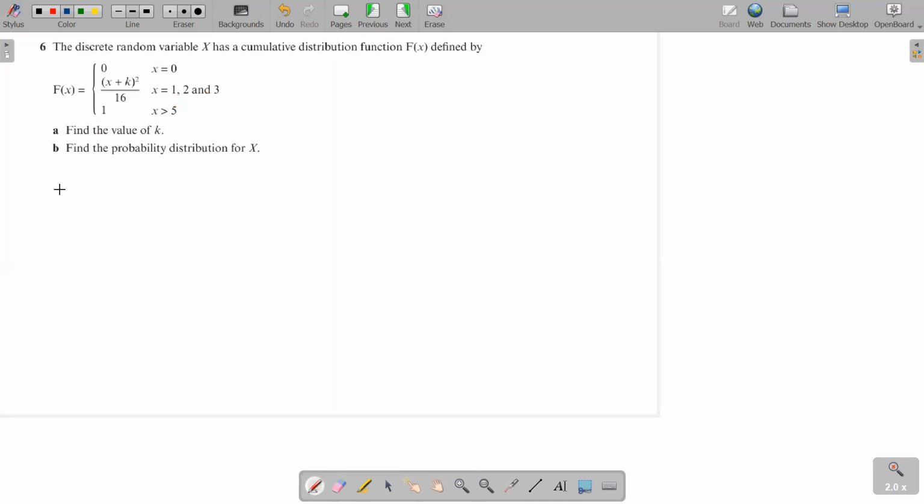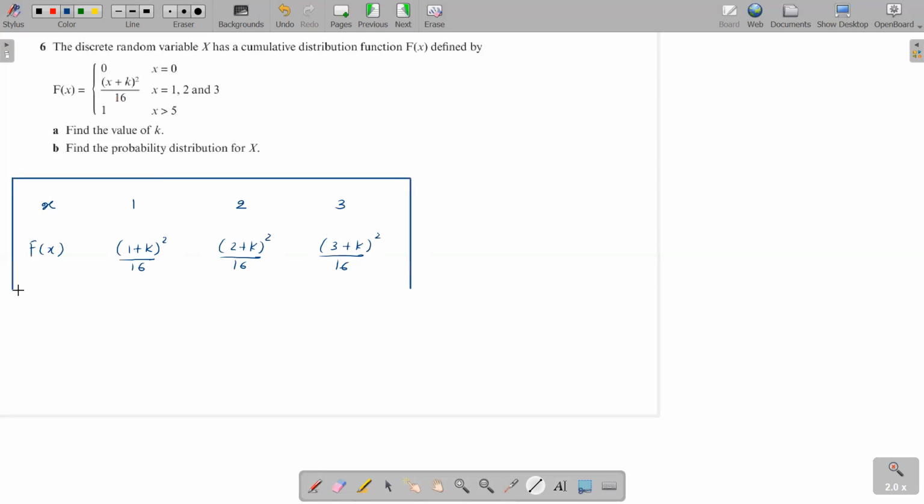So first, let's make the table. So this is x and what? Capital Fx, right? You are making the table of x with capital Fx. So first x value is 1, second x value is 2, third x value is 3. And the capital Fx, you can fill it. When x is 1, replace x with 1. What do you get here? (1 plus k) whole square over 16. When x is 2, we get (2 plus k) square over 16. When x is 3, we get (3 plus k) square over 16. So this is the cumulative distribution table. Am I correct?